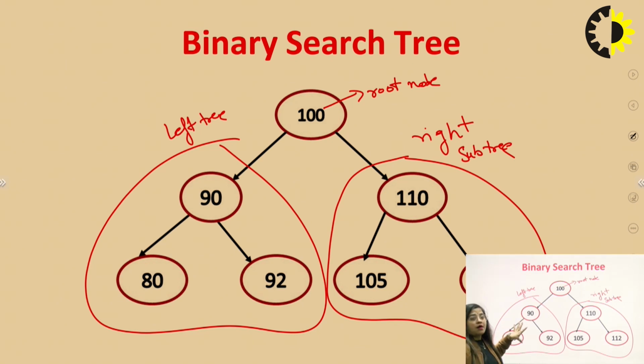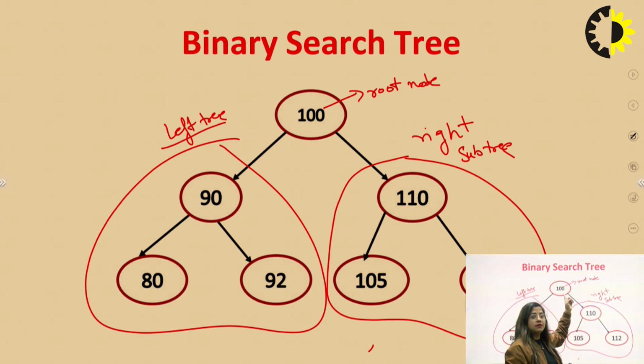So all values in this left subtree: 90 is less than the root node, yes. 92 is also less than 100, yes. 80 is also less than 100, yes. So all values in the left subtree are less than the root node. The same thing applies here: all values in the right subtree are greater than the root node, meaning 110 is greater, 115 is again greater than 100, yes, and 112 is again.